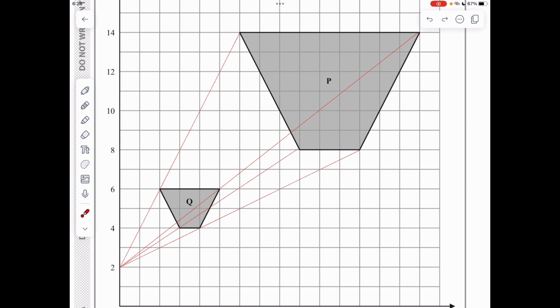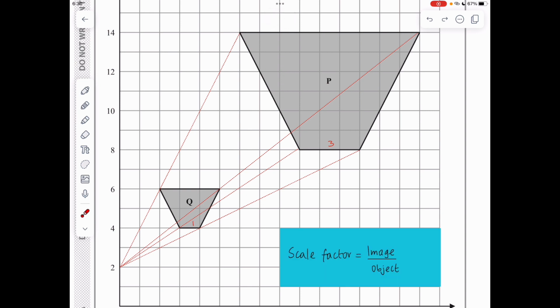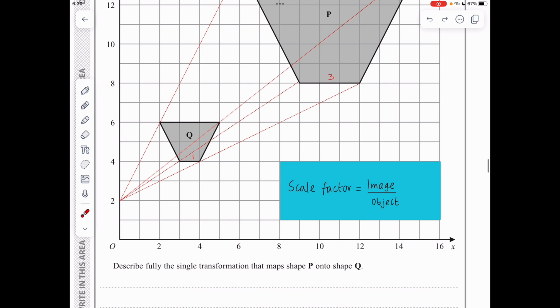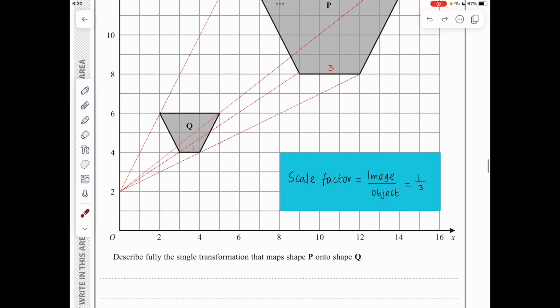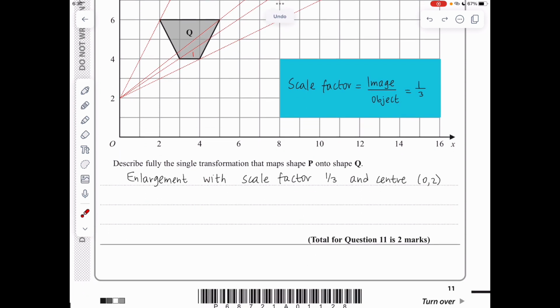So we can measure corresponding distances on the object and the image. On P, this distance here is 3, and the corresponding distance on Q here is just 1. So let's remind ourselves that the scale factor is simply the image over the object, which in our case will be 1 over 3 because Q is the image and P is the object. The object is the original, the image is the final thing, so it's 1 over 3, and therefore we can conclude that we're dealing with an enlargement with scale factor a third and center 0, 2.